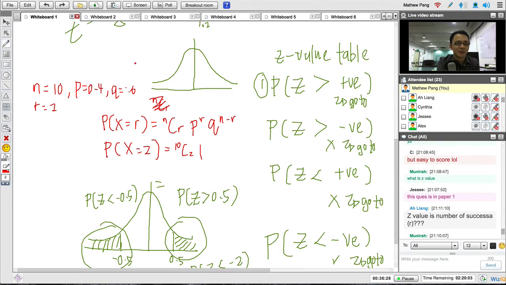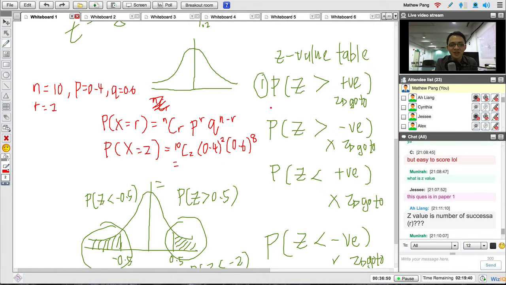this is not a good example, but anyway, I just teach you how to substitute first. This is 0.4 to the power of 2, and then this one will be 0.6 to the power of 8. Then you can press the calculator and get the answer. In this case, you do not need to use Z value because you can solve it using the calculator.